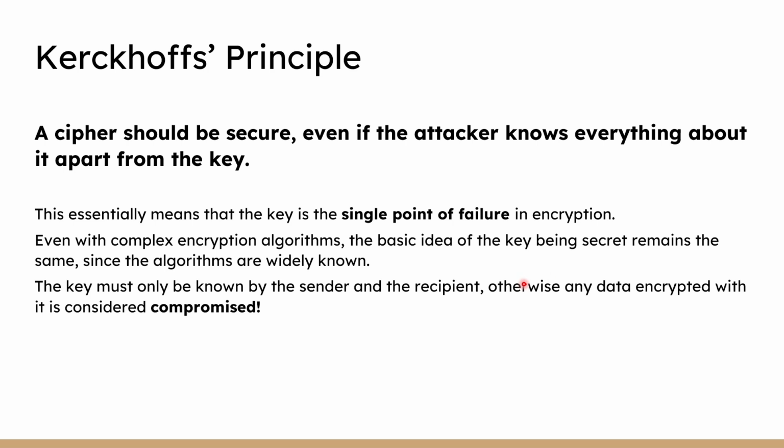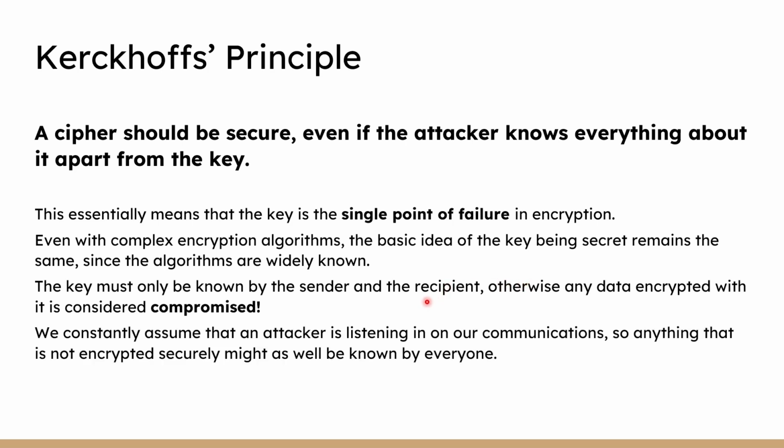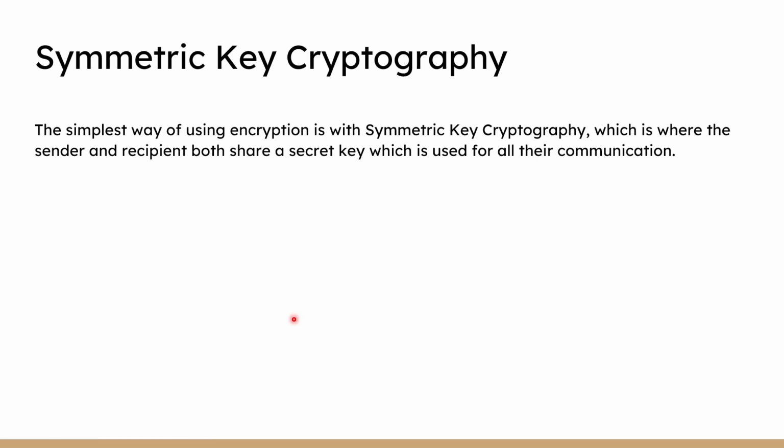The idea is that the key must only be known by the sender and the recipient, otherwise it's compromised. We constantly assume that an attacker is listening in on our communications. They might not be, but anything that's not encrypted could be seen by anyone listening in, so it might as well be known by everyone. So symmetric key cryptography is where we use the same key on both sides.